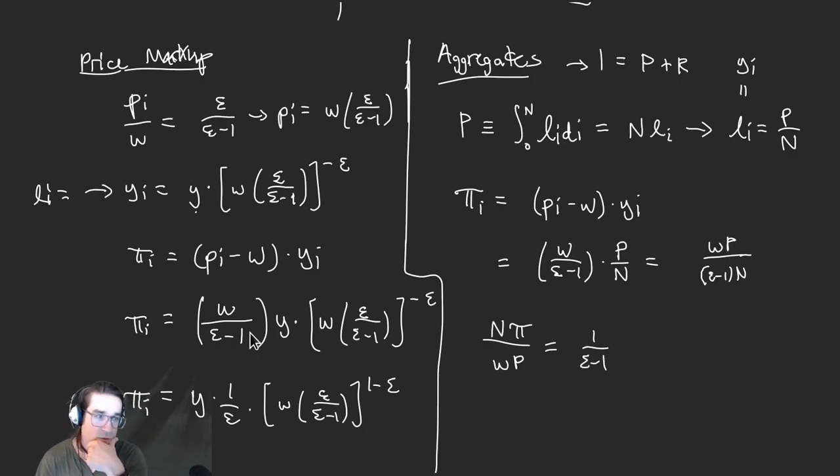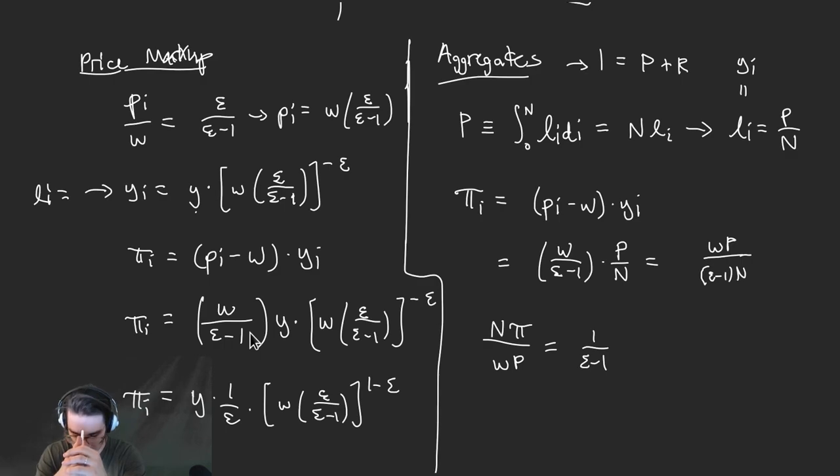Okay, so what does this mean? Well, this is a ratio of shares. What's the total amount of production income in this economy? It's the amount of production labor times W, so it's WP. What's the total amount of profit in this economy? It's N times pi. Each individual firm gets pi, and there are N different firms, one for each product. And so that's the total amount of profit. So the ratio of profits to production income is some constant.